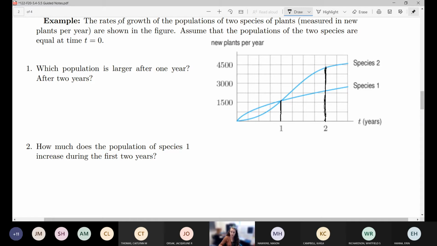Your final exam is cumulative. It will include this information, but it will also include all the other stuff. So it is cumulative, yes.